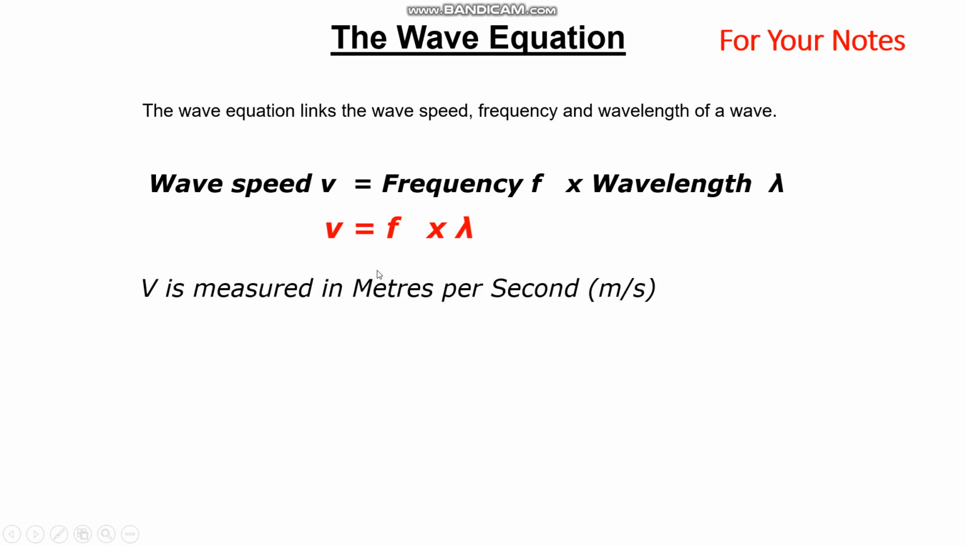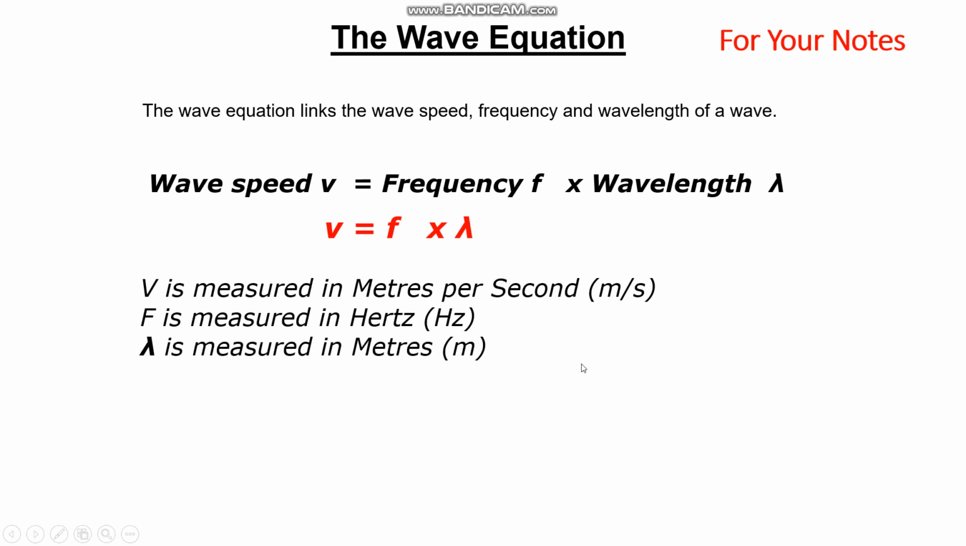Okay, just a reminder, the wave speed, the speed of a wave, is measured in meters per second, or m/s, not miles, m for meters there. F is of course the frequency measured in hertz, and lambda is the wavelength measured in meters. And you could be asked to swap that equation round to work out frequency and wavelength. So just remember that little triangle there.